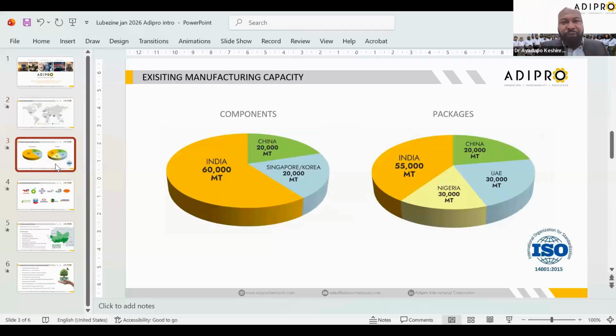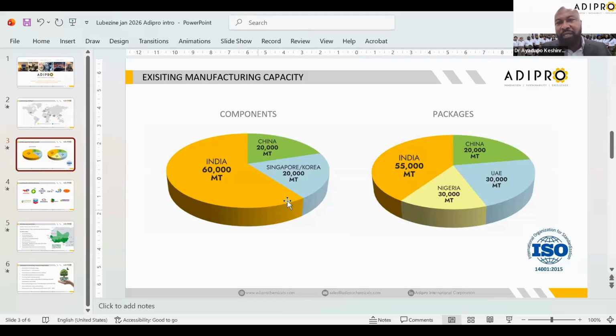Like I said before, we are component manufacturers. So we make most of our components in India with a capacity of 60,000 metric tons. For the OCPs, the polymers, of course, this is gotten from refinery allocation. So we have a technical partner in Singapore and also in Korea where we make the OCPs for our use and, of course, for our clients.